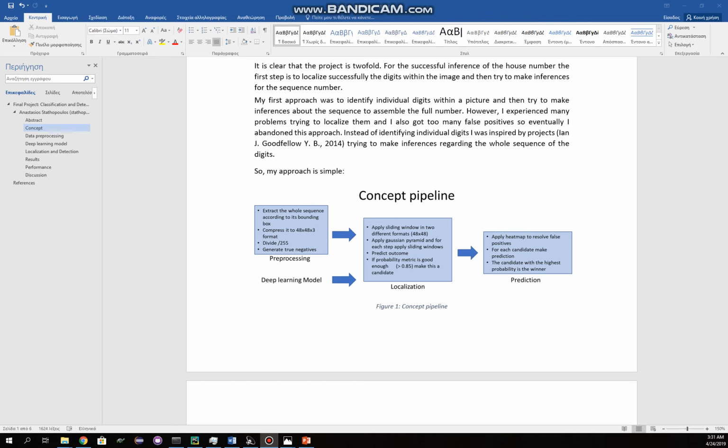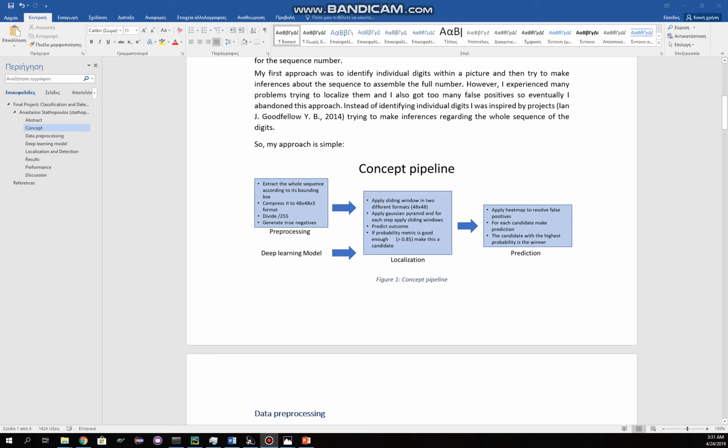So suppose that I have created my model. I try then to apply a sliding window with the Gaussian pyramid and extract some inferences and predictions according to my model. After that, I noticed that I had very many false positives. So one way to resolve this was to use a heat map with a threshold of 2, and after that a new inference is made for the candidate, and the strongest candidates are evaluated again, and the strongest one is the winner.